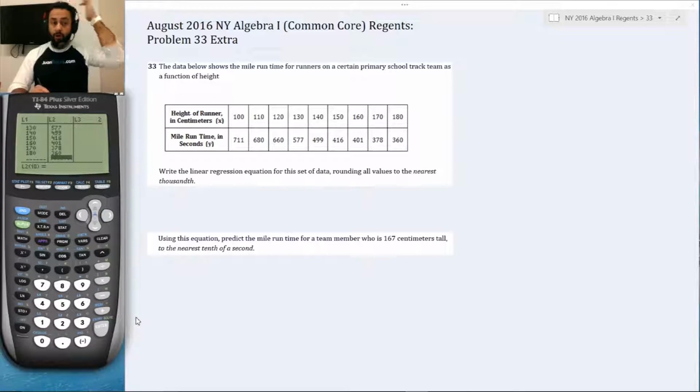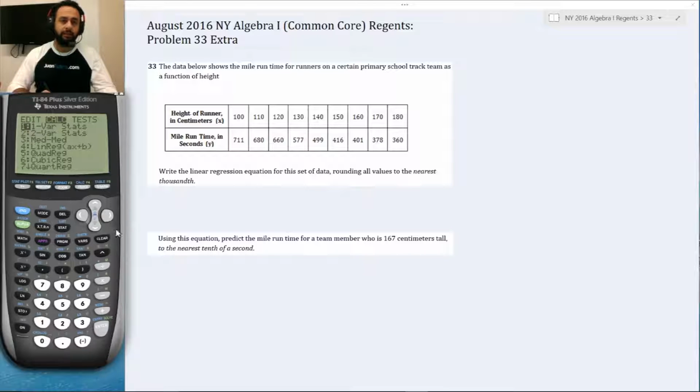Okay, so we plug those in. We go to stat again to calculate the equation. Stat, calc, LinReg ax plus b is number 4. Xlist L1, Ylist L2, frequency list none. Store RegEQ. I'm going to store it as Y2, just because that's the only reason I'm storing it, and also so that you know how to store it if you need it. There we go.